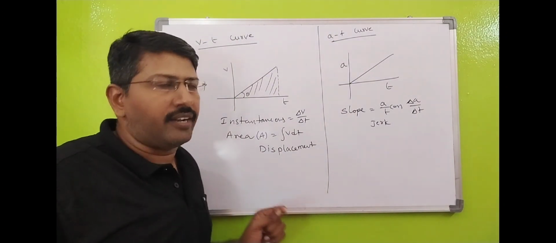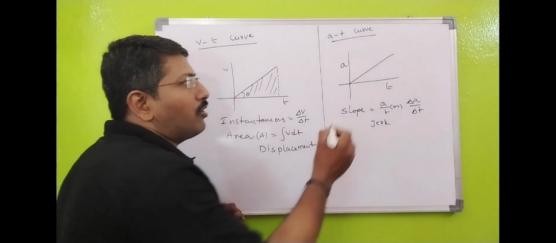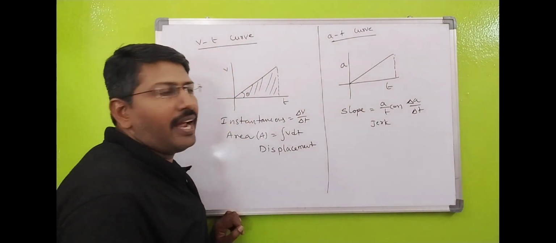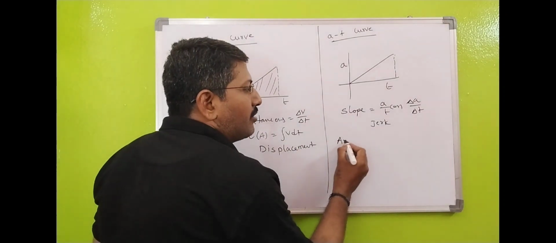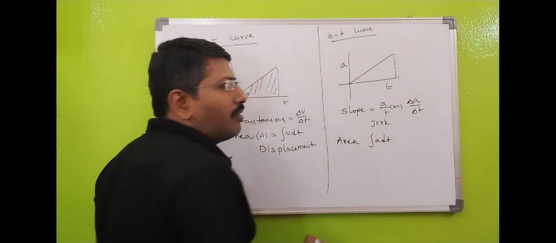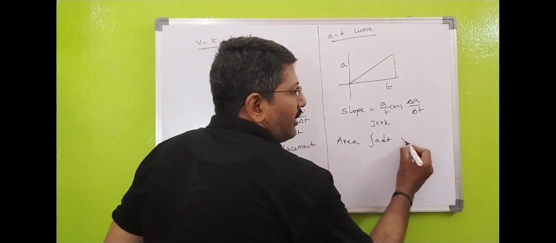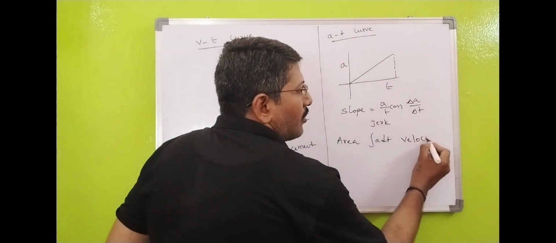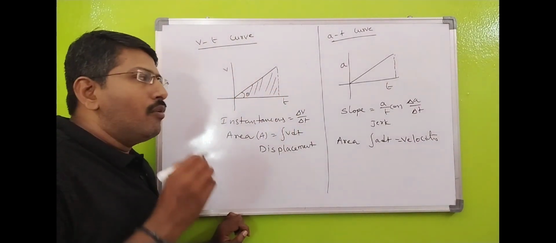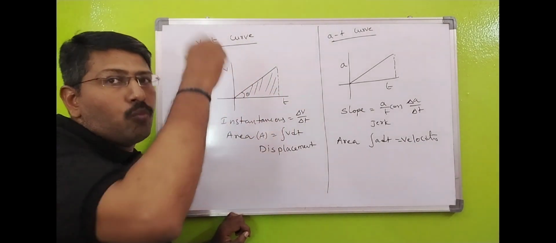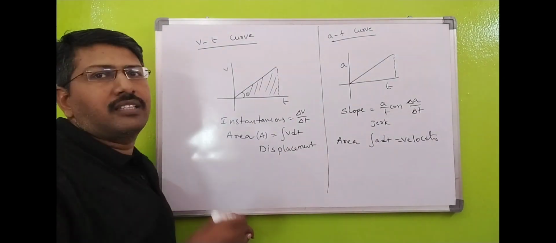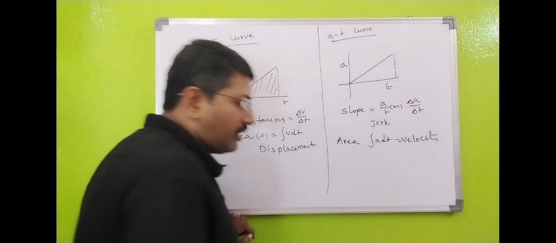Next, if you draw the graph between acceleration and time, this area represents a dt, which simply represents velocity. You remember, for a graph drawn with acceleration on the y-axis and time on the x-axis, the area under the curve represents velocity. Okay, next.